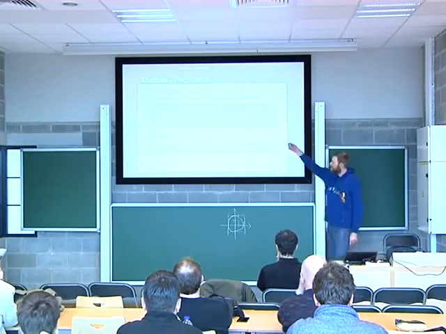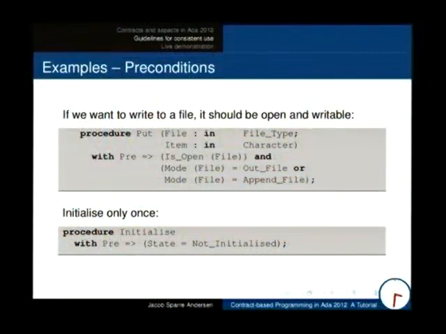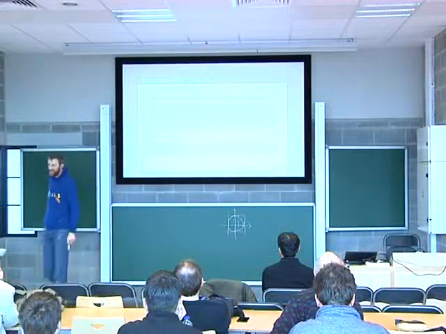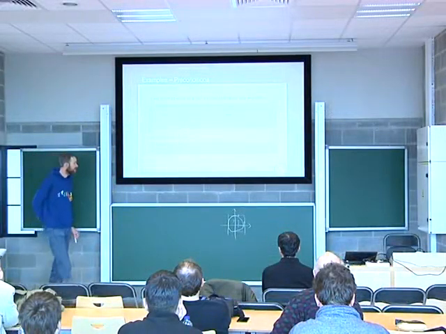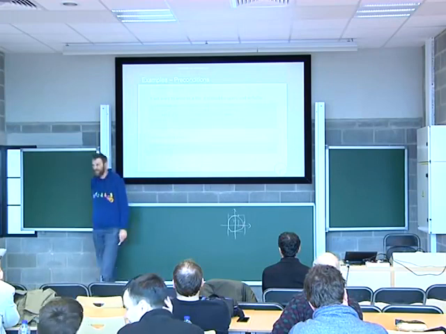And here, first, I go back to the TextIO example, where writing to a file, we have preconditions. The file should be open, but it should also be a file that we can write to. So maybe that would be an out file or append file mode. And another example of that here, I imagine I have a variable or function telling me about the state of the system, and initialize should only be called if the system is in the non-initialized state.